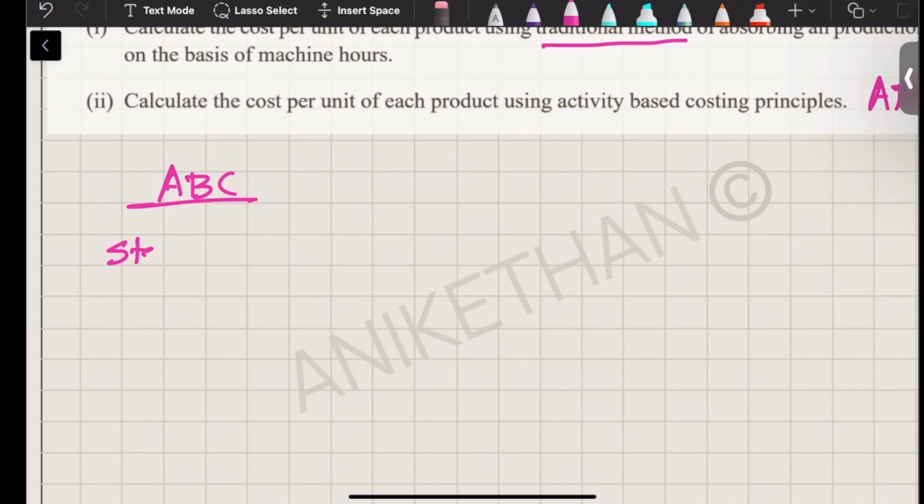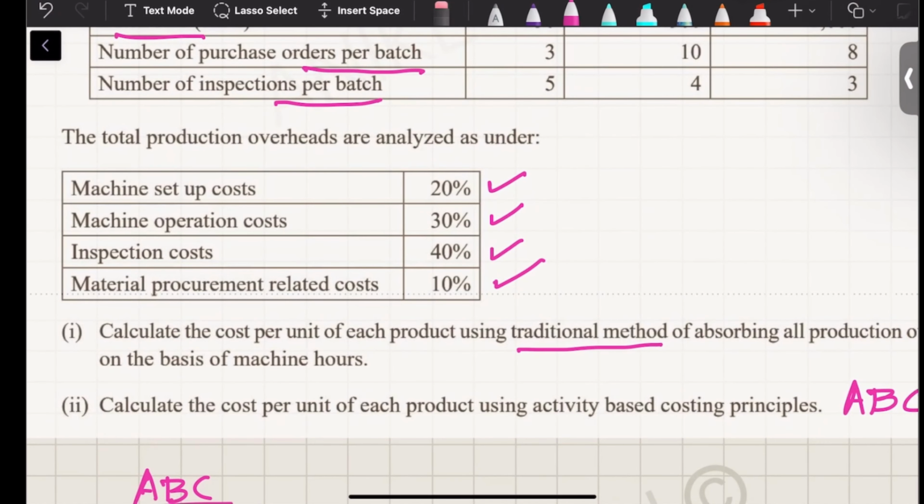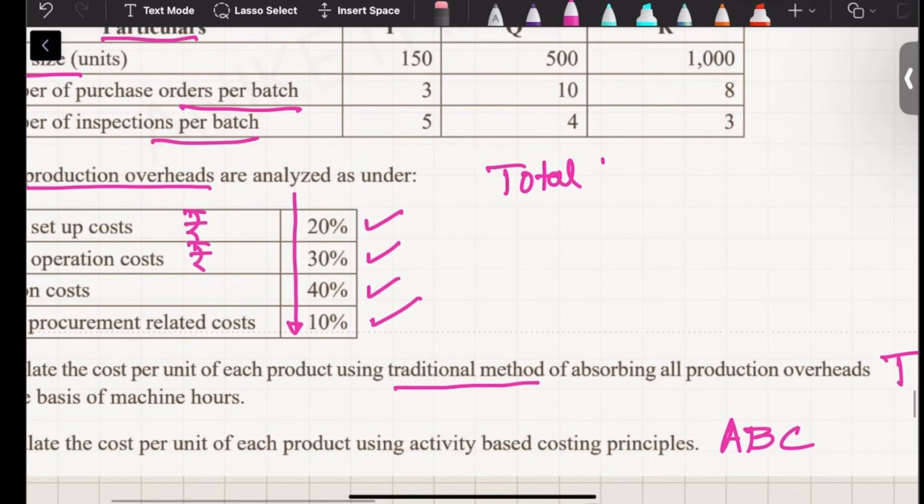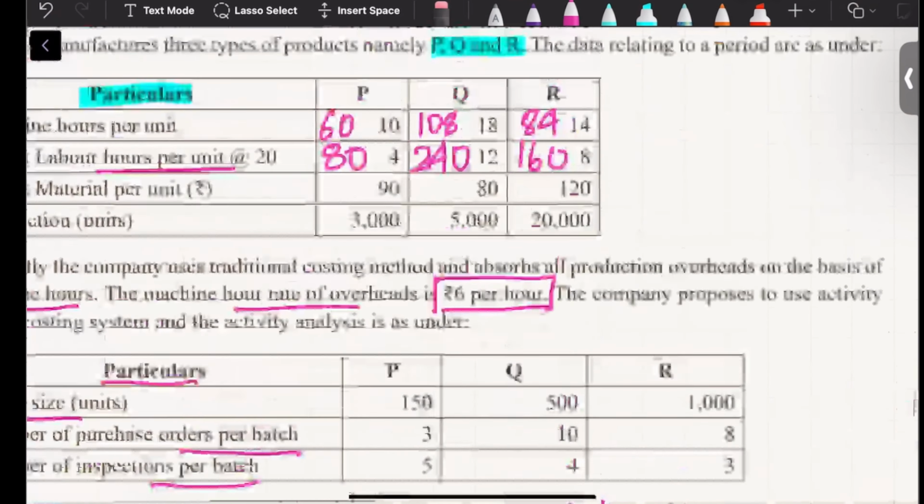For the ABC method, I first have to take the total overhead cost and apply the percentages given to get the activity cost pool. So I have four different types of activity: machine setup cost, operation cost, inspection cost and procurement cost. Now these percentages I have to convert into rupees. Since the company uses 6 per hour as an overhead recovery rate or absorption rate, total overhead we have to calculate. So that depends on how many hours there are in total.